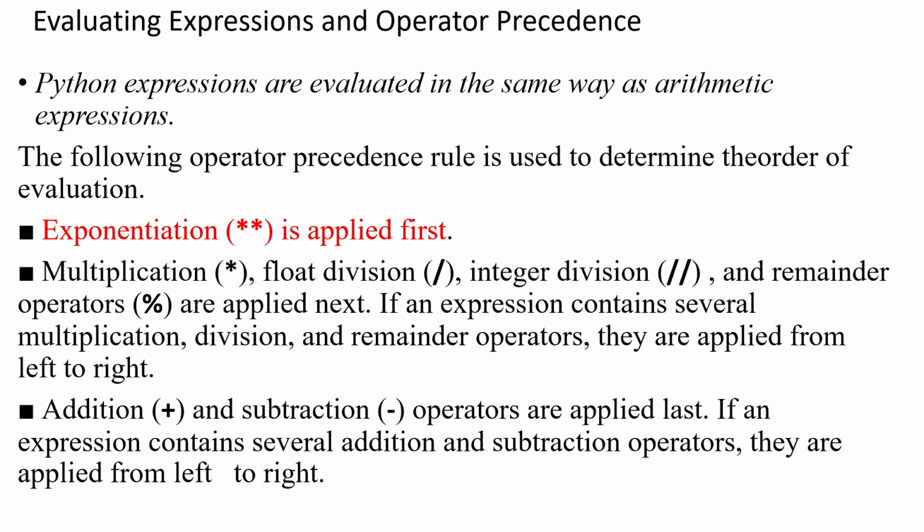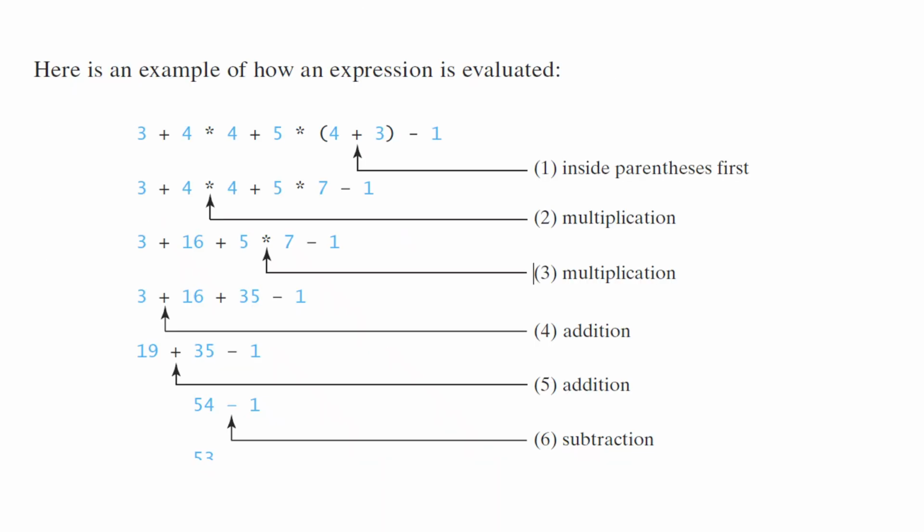Addition and subtraction operators are applied last. If an expression contains several addition and subtraction operators, they are applied from left to right. So these are the rules for operator precedence. Here is a simple example. This expression consists of 3 plus 4 star 4 plus 5 star 4 plus 3 minus 1. First we have to evaluate inside the parentheses, then multiplications, again multiplications, then the addition and subtraction, which start from left to right.